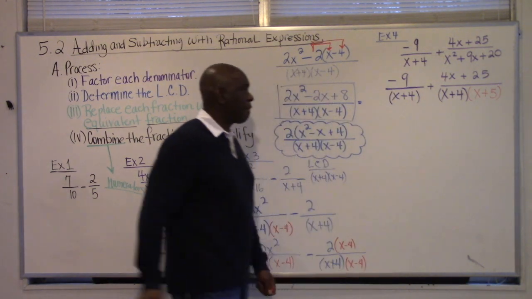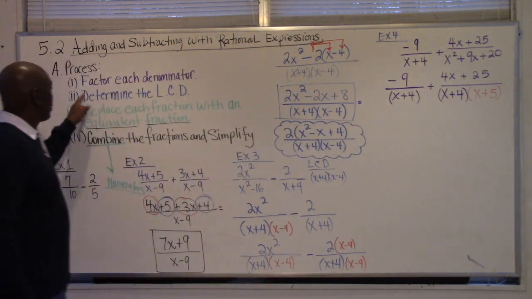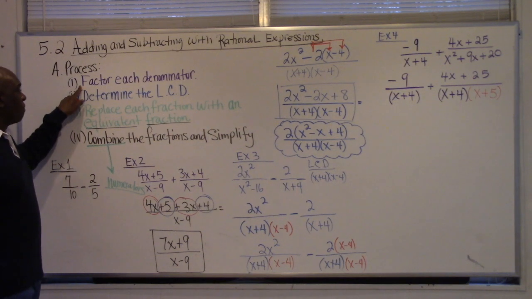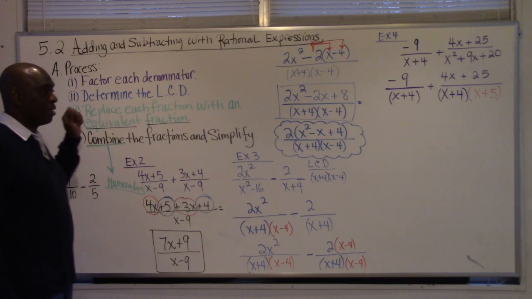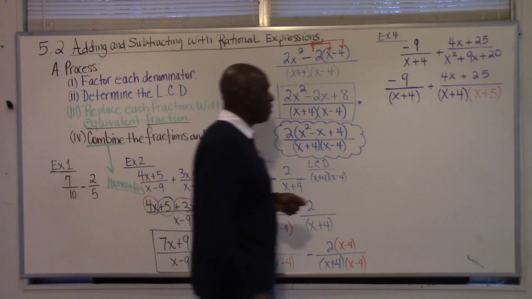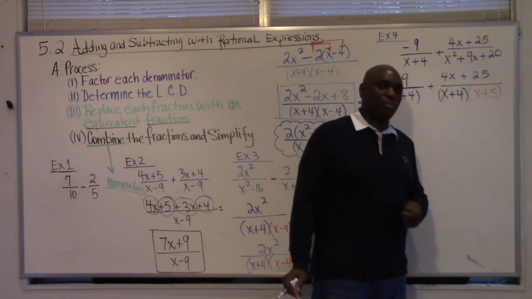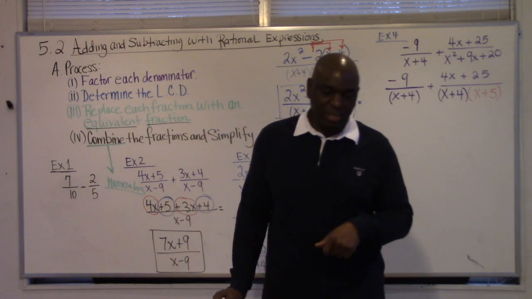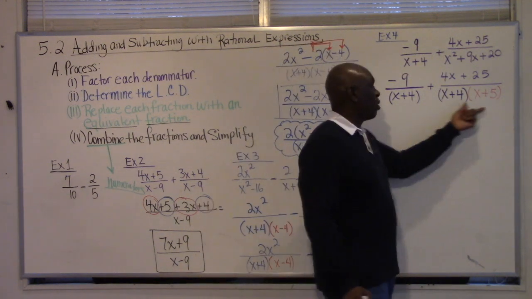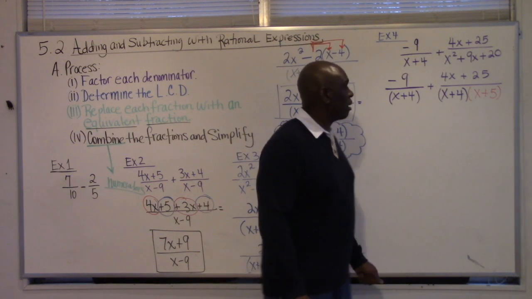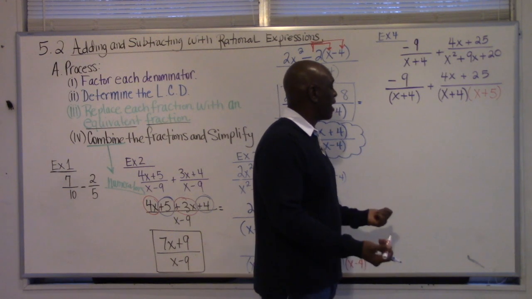Good. So step 1 is done. We factor each denominator. Now we're on step 2, determine the least common denominator. The least common denominator is that term, value, or expression that is divisible by both denominators, that each one of these can go into, and that's the smallest value.